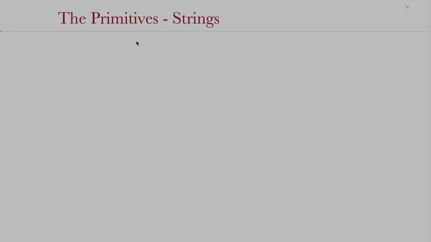A string is just a collection of characters between quotation marks. So if I go into an input cell and just type in the quick brown fox, shift enter, again, primitives evaluate to themselves. So it just spits out whatever I gave it as a string. That by itself, shift enter.